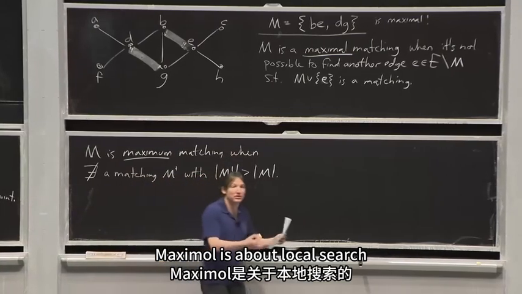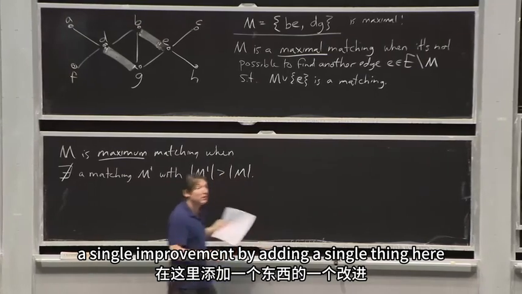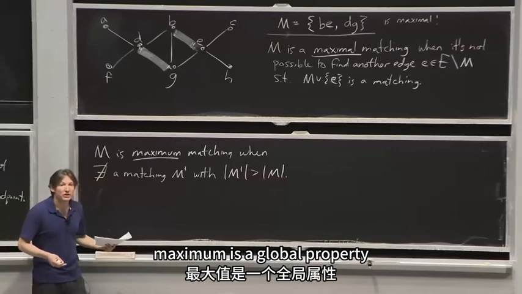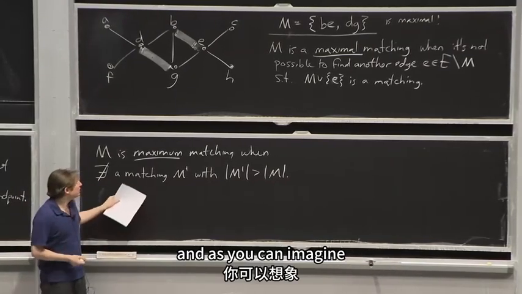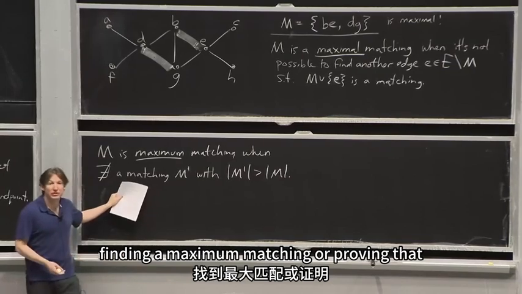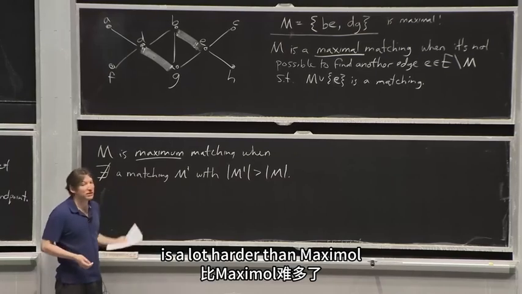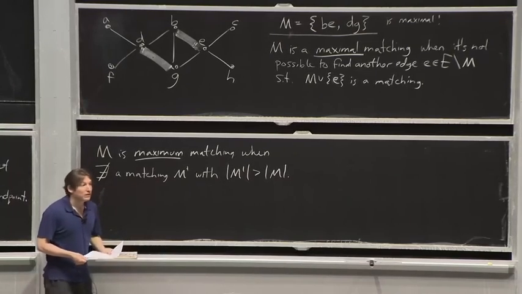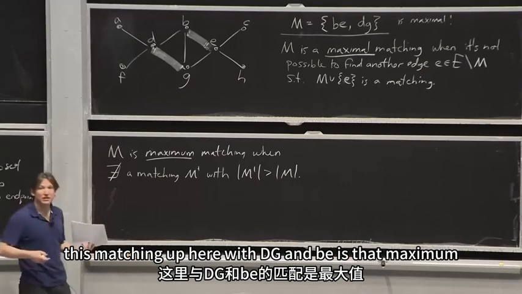Maximal is about local search. Can you make a single improvement by adding a single thing here? Maximum is a global property. Is it the biggest possible ever? And as you can imagine, finding a maximum matching or proving that a matching you have is maximum is a lot harder than maximal. This matching up here with DG and BE, is that maximum?